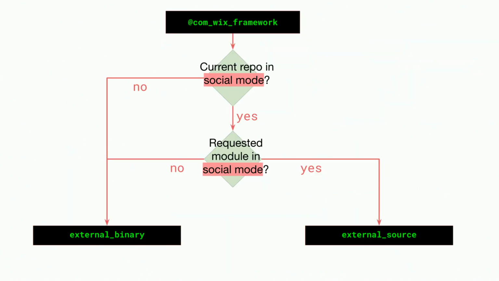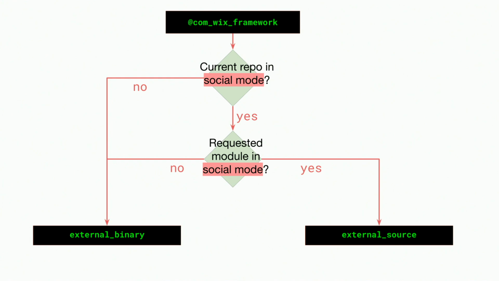And for each of the second-party labels, we had this decision tree on whether the current repo is part of social mode, the current repo is part of the virtual monorepo, and whether this module comes from a different repo that is part of social mode.